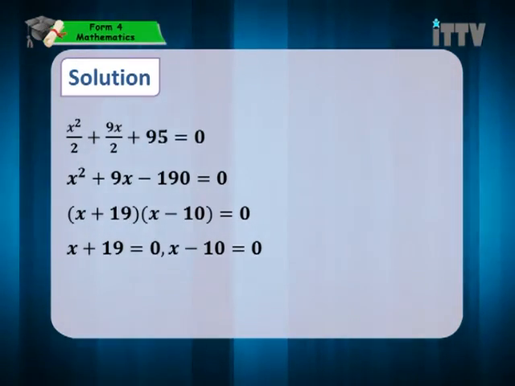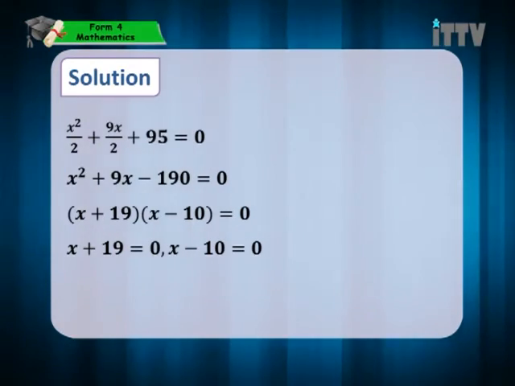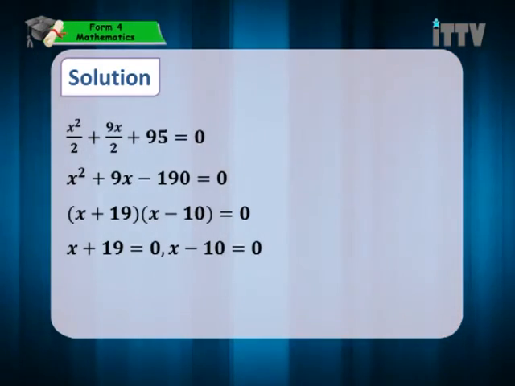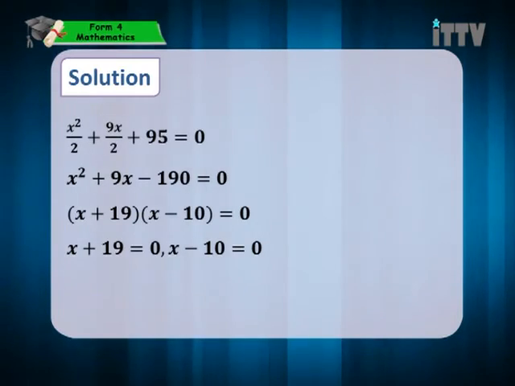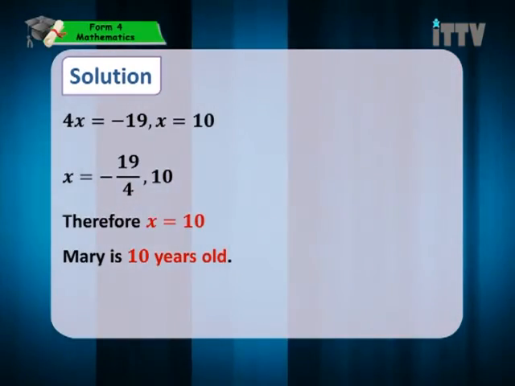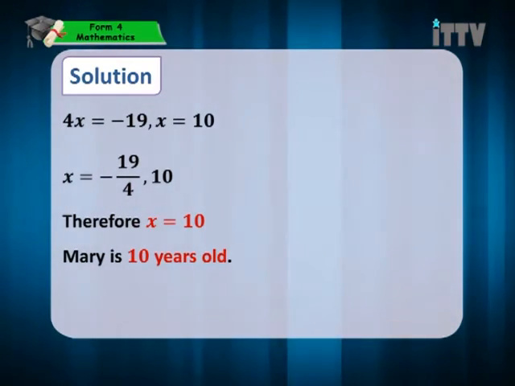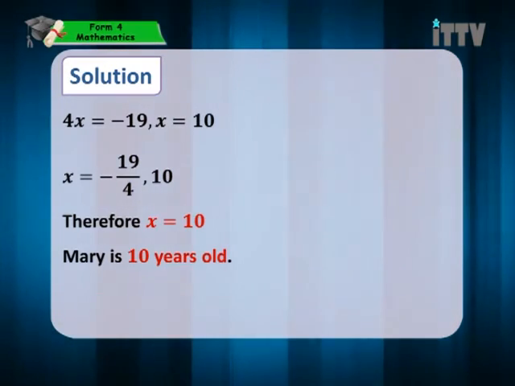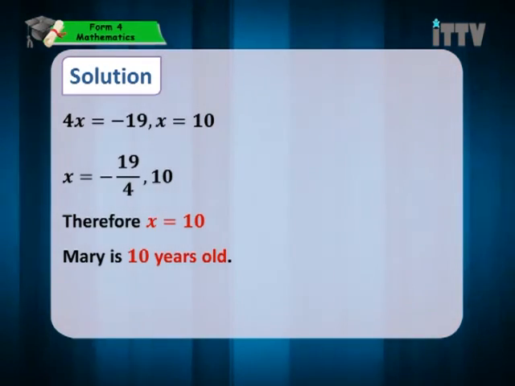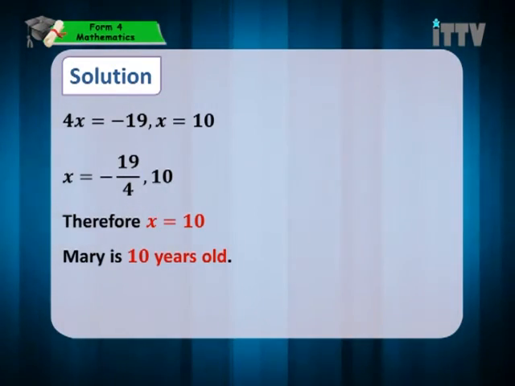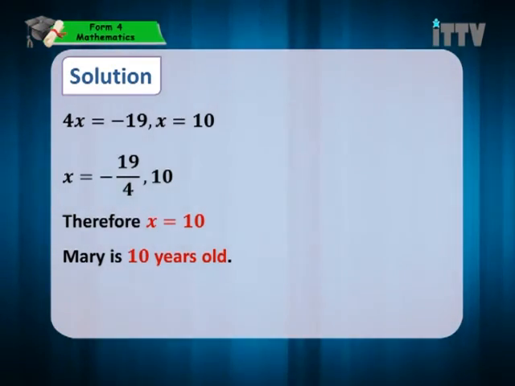Factorize. X plus 19, x minus 10 equals 0. Equate each factor with 0. X plus 19 equals 0 and x minus 10 equals 0. So x is negative 19 and 10. But because age is only a positive reading, you have to discard the negative value. Therefore, x is 10 and Mary is 10 years old. I hope you got that right.